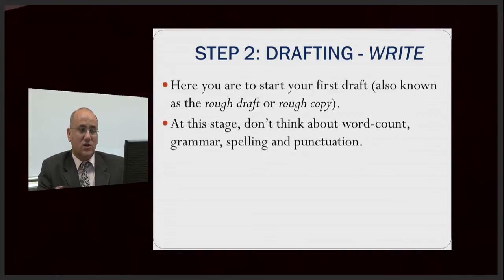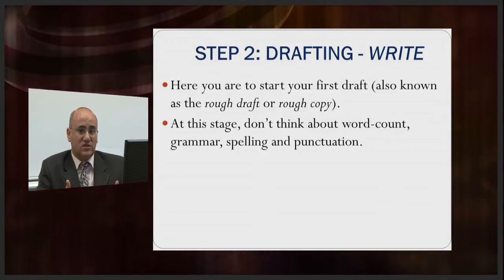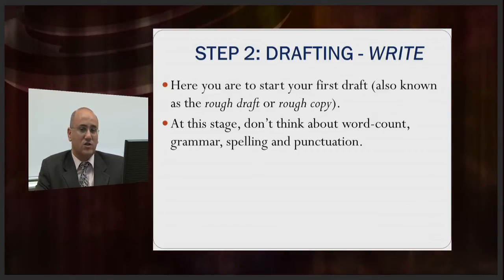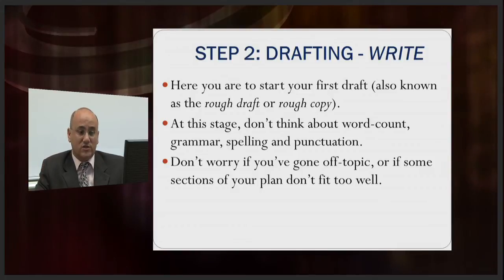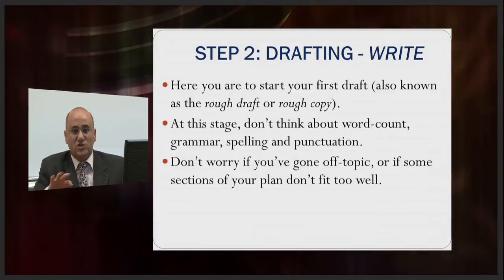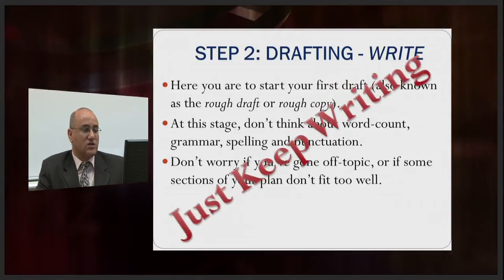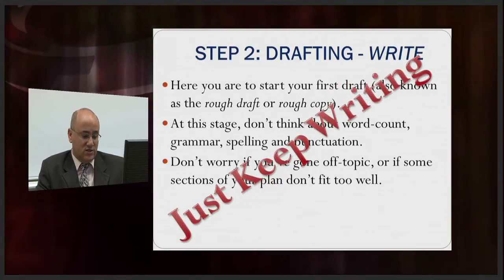At this stage, don't think about word count. We asked you to write about 250. In this stage, don't think how many words you wrote. Don't think about grammar, spelling, or punctuation. Just get it down, write. Don't worry if you have gone off topic. Even if you have gone off topic, you are writing out of the topic. Still, go, write. Or if some sections of your plan don't fit too well, need to change, not to be adjusted or whatever. Just keep writing. Remember, just keep writing at this stage.